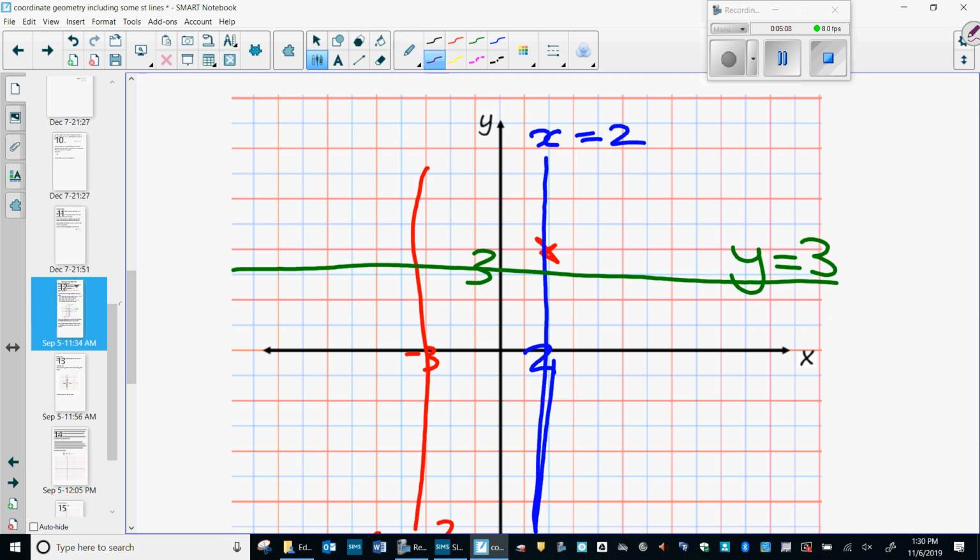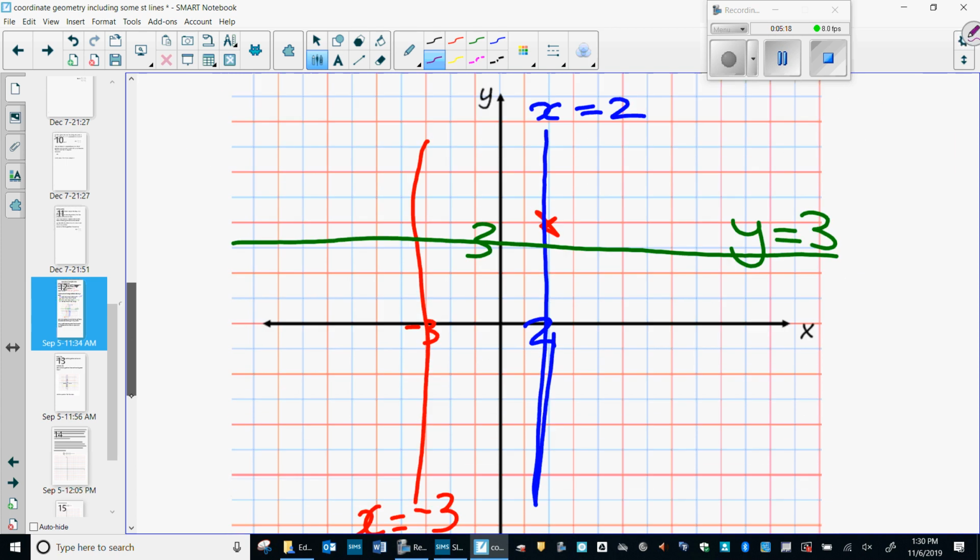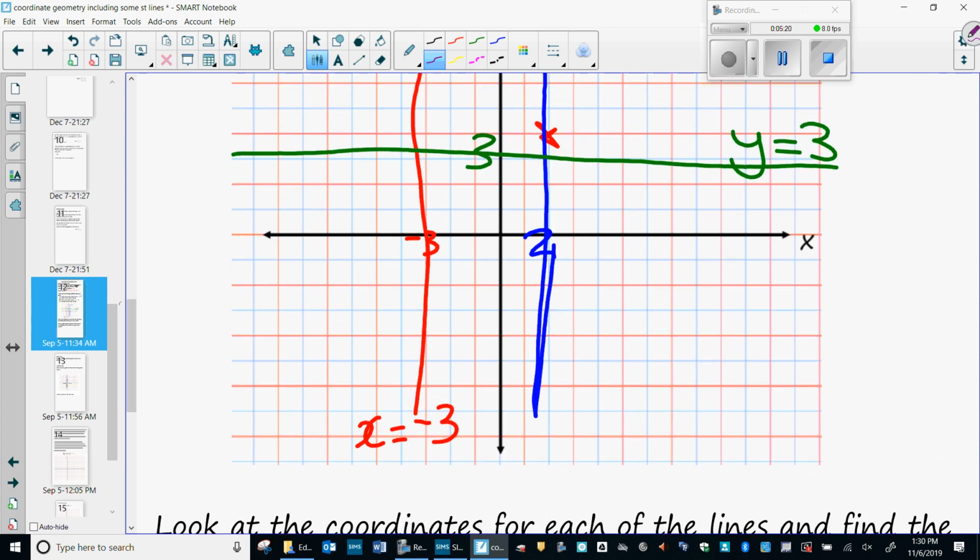Our last one. I picked green and purple. The y value is negative 4. And so we should have drawn a line through negative 4.